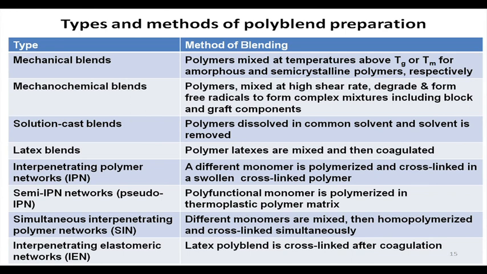and during such mixing at high shear rate, what happens? Chemical bonds are broken, that means the polymer molecules are degraded. During the breaking of the polymer chemical bonds, free radicals are created. Those free radicals interact with each other to form a new product, and that can be a kind of graft polymer produced by mechanochemical mixing, blending, or that can be a complex mixture of block and graft components.